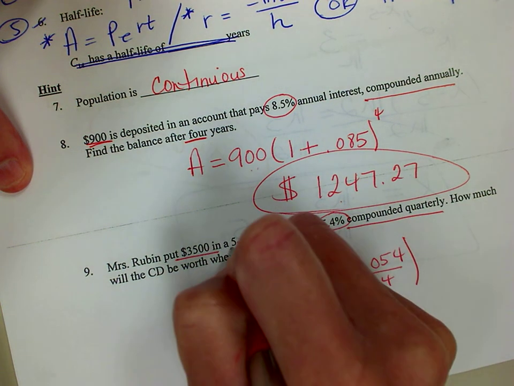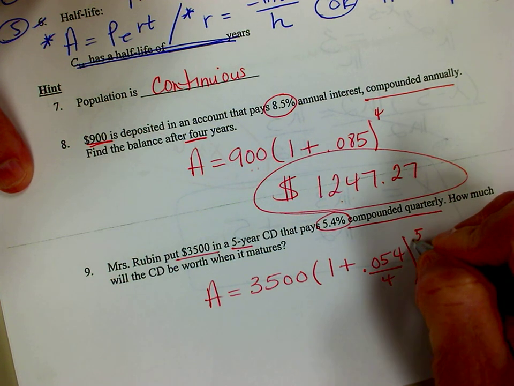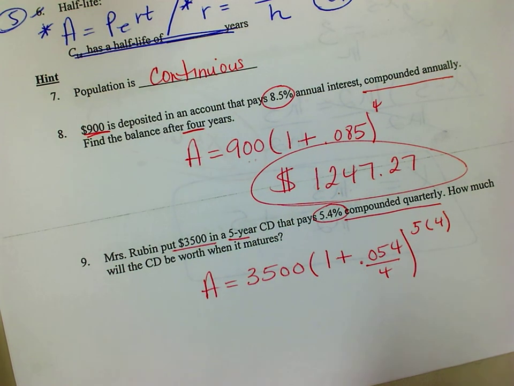And then it's a 5-year certificate of deposit. That's what that means. That doesn't really mean like a CD is what you play music on. It's a certificate of deposit. It's like a savings account. So T times N, again, N is 4 for quarterly.